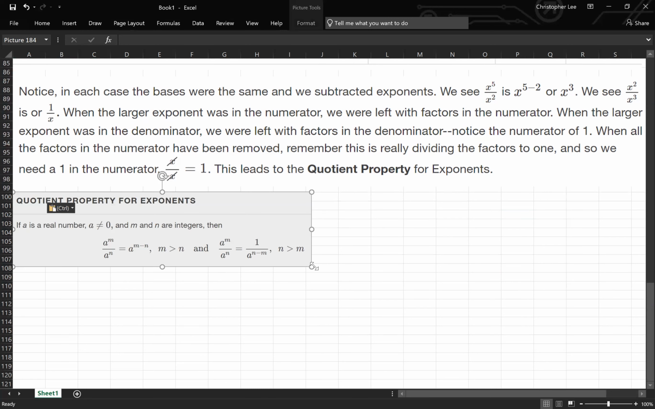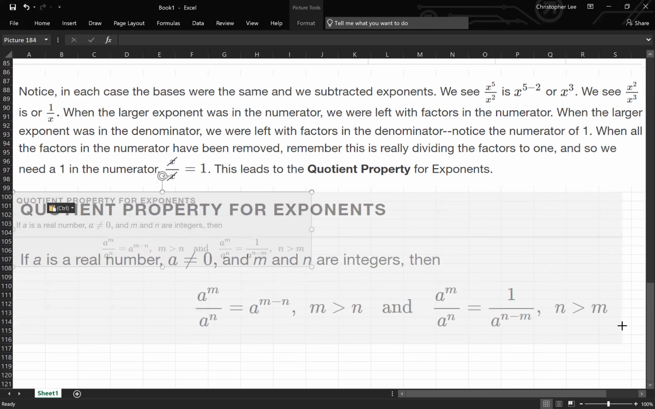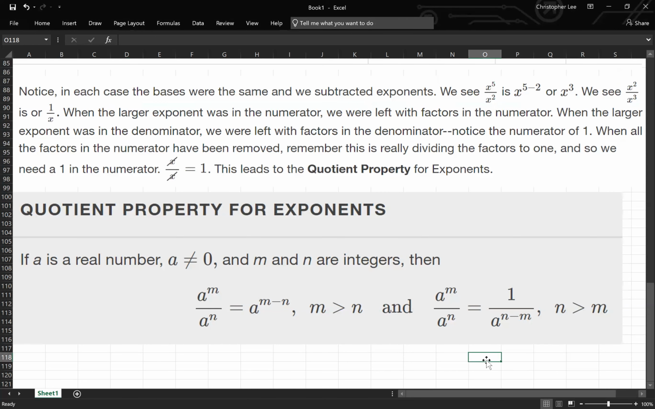Help y'all out a little bit real quick with this. Explain the form a little bit. So the quotient property for exponents: if a is a real number, where a cannot equal 0, and m and n are integers, then a to the m power divided by a to the n power is equal to a to the m minus n power, where m is greater than n. If a to the m power divided by a to the n is equal to 1 over a to the n minus m, where n is greater than or equal to m.